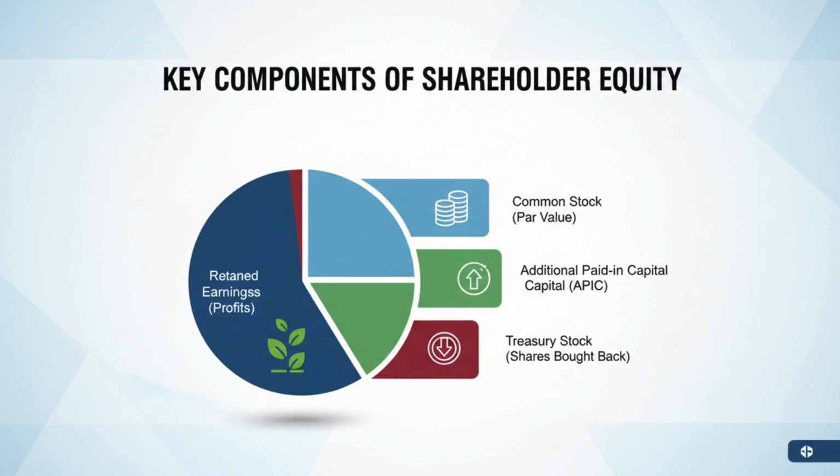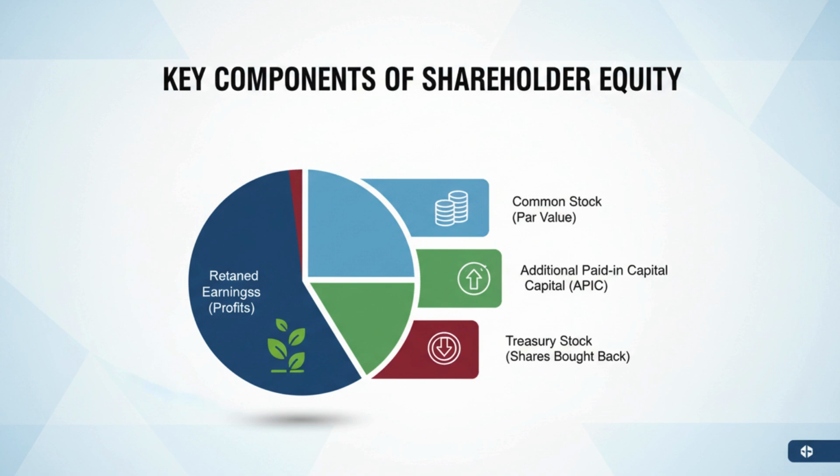Shareholder equity isn't just one number. It's comprised of several key accounts. The primary components include common stock, which represents the par value of shares issued to investors. Then we have additional paid-in capital, or APIC, which is the amount investors paid for shares above their par value. And perhaps one of the most significant components is retained earnings. This is the accumulated net income of the company that has not been distributed to shareholders as dividends, but instead reinvested back into the business.